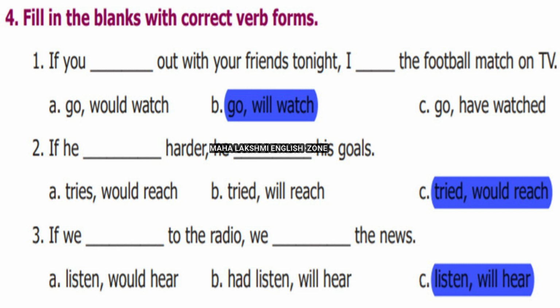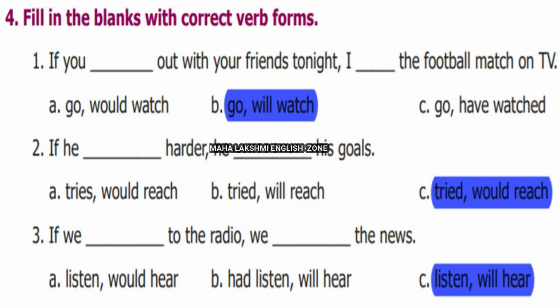Then in the second one, we shall go to the options. Tries is the present tense, and if it is tries, the answer should be in the other form is will reach or won't reach, but it is given would reach, so it is wrong. And the B, tried is in past tense. If it is in past tense, our answer should be would reach, but the answer given is will reach, so it is wrong.